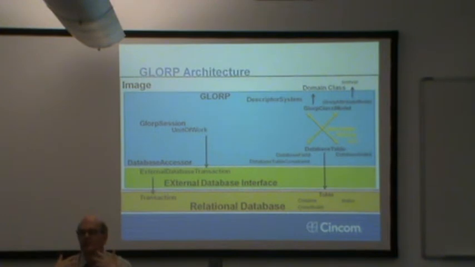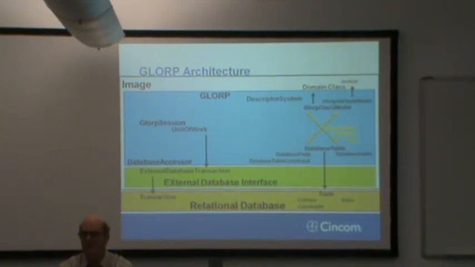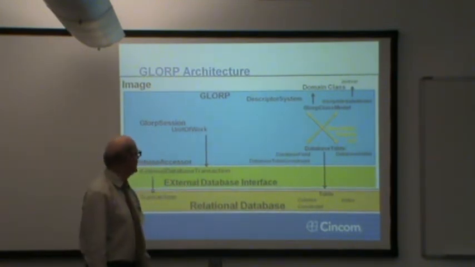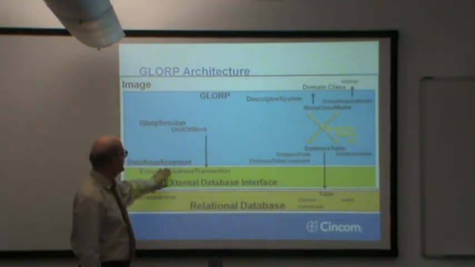Now, Glorp's architecture is to sit in your image between your domain and your database connection layer. Outside your image, there is a relational database, which is what we're going to talk to. In your image already, before you ever heard of Glorp, there would be some kind of external database interface that knew how to talk to a relational database and could actually pass SQL commands to it. That external database interface can be given raw SQL statements, and it also knows something about the external database transaction state. So the point is, it has some knowledge of stuff over here.